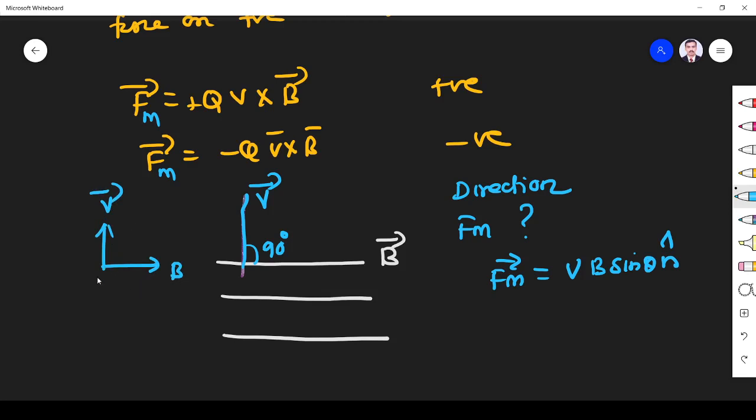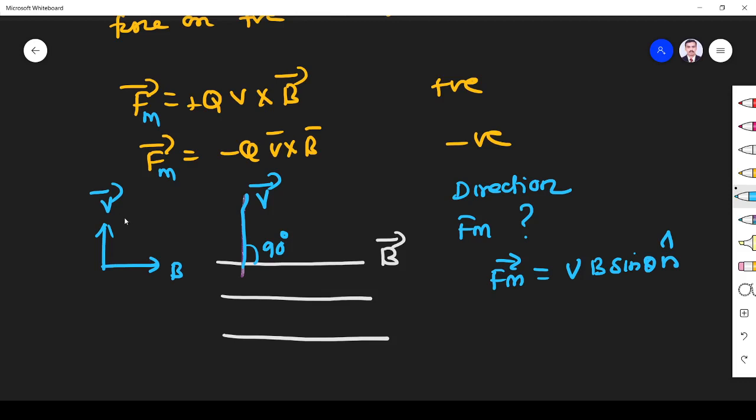Perpendicular means it should be either coming out of the screen or going inside the screen. How to find that? You have to use the right hand thumb rule. That is the pure professional form. But I will give you one shortcut.